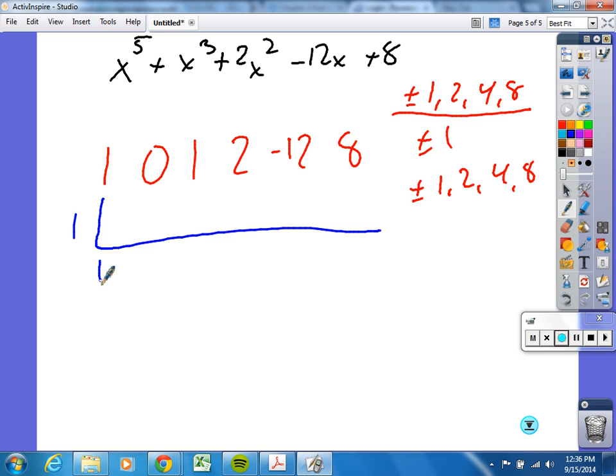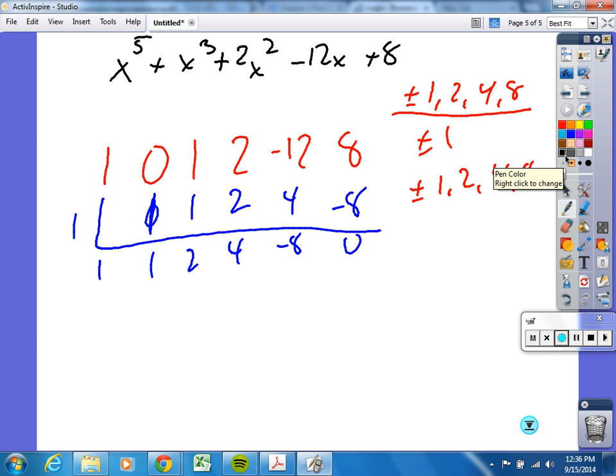So now we'll just do the math. 1, 1, 2, 2, 4, 4, negative 8, and 0. Okay. So what is this technically saying right here? Can anybody tell me? Go ahead. x to the 4th plus x cubed plus 2x squared plus 4x minus 8. Awesome, he said x to the 4th plus x cubed plus 2x squared plus 4x minus 8.